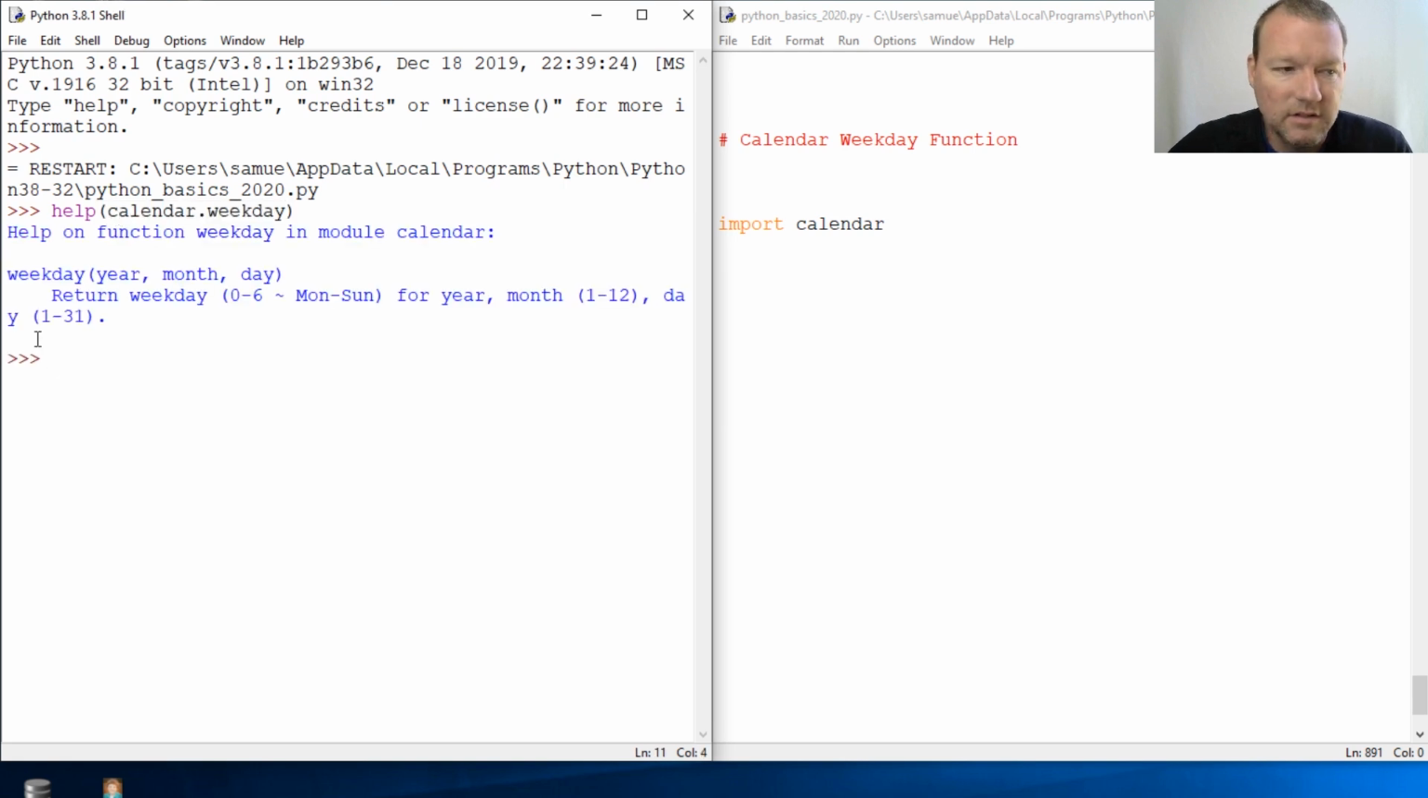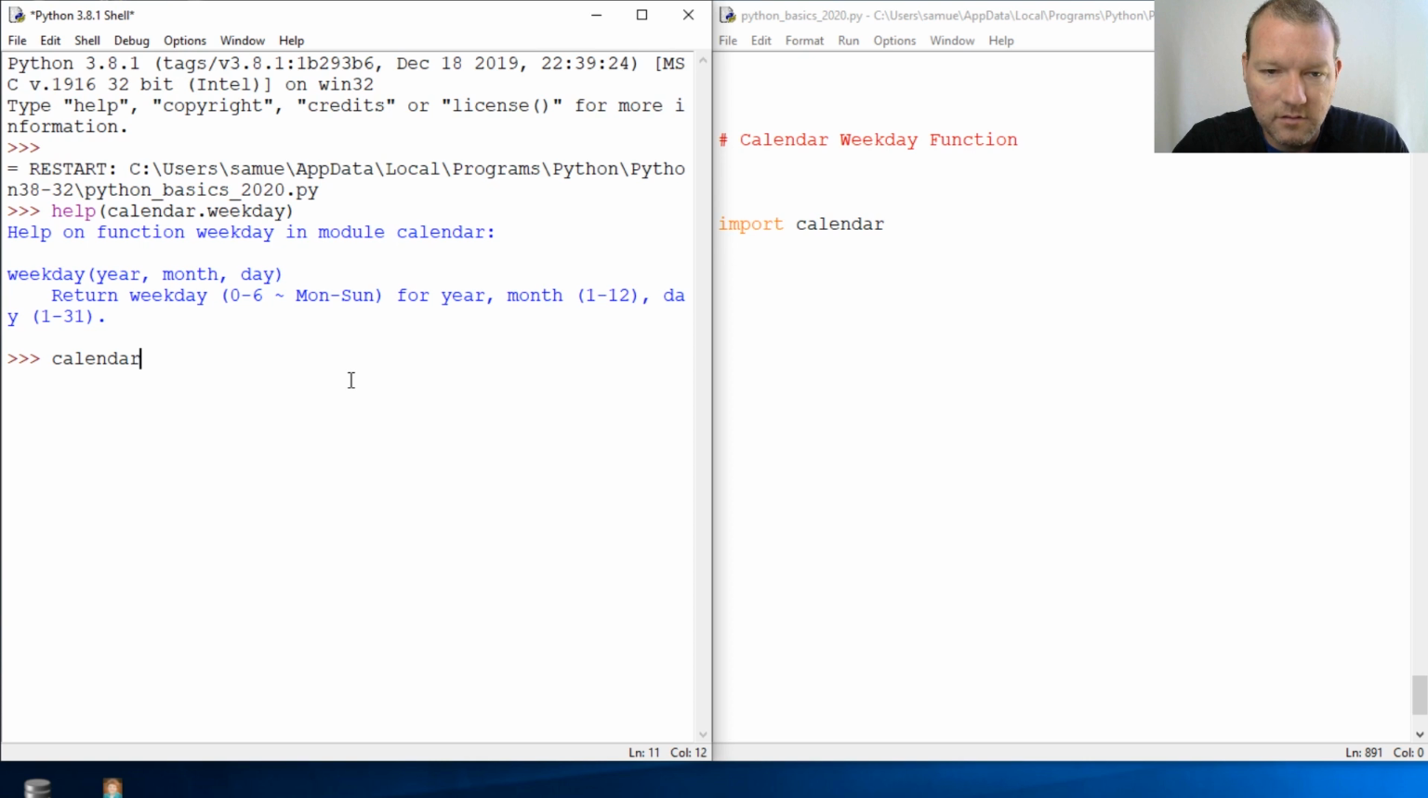So alright, what does this do? What does this mean? Weekday takes year, month, day, then returns the weekday. And we already know these: it starts with Monday, goes through Sunday, and it takes in integers. So let's just go ahead and look at it.